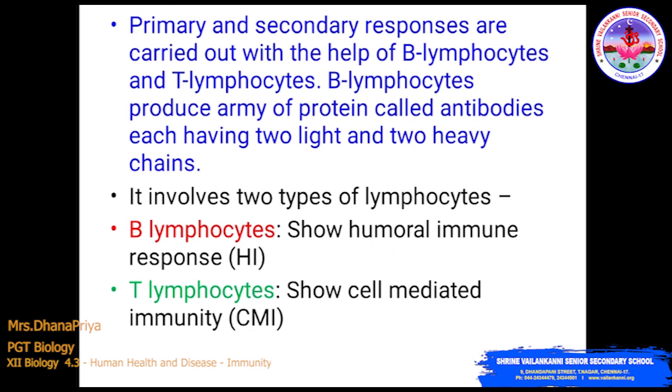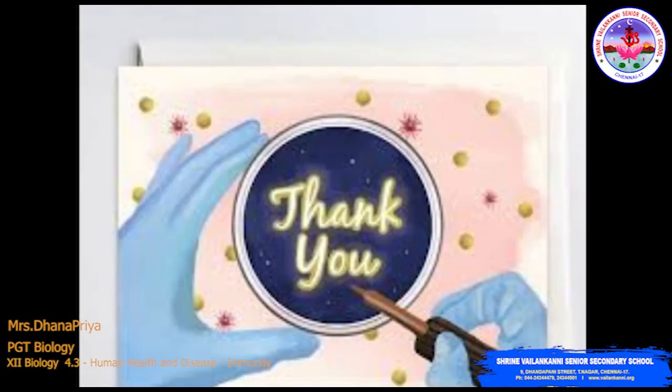B lymphocytes produce an army of proteins called antibodies, which have two light and two heavy chains. It involves two types of lymphocytes: B lymphocytes and T lymphocytes. B lymphocytes show the humoral immune response and T lymphocytes show cell-mediated immunity.